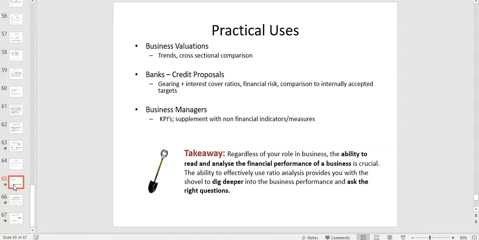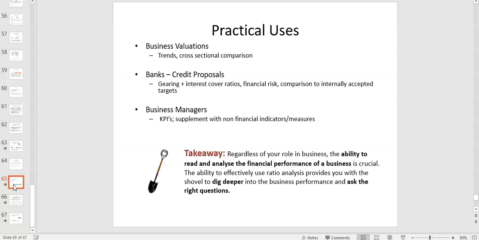Like business valuations, we can value a business using the price earnings ratio. Banks look at proposals from companies, they look at their margins, they look at their gearing ratios, they look at their interest cover. So these key performance indicators can be used right across different stakeholders to value a business, to invest in a business, to determine whether it's a good prospect to lend money. So the key point is this is a hugely important skill set.